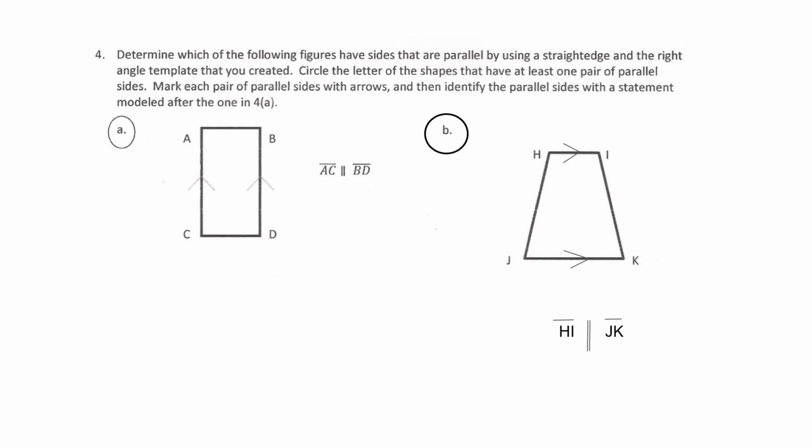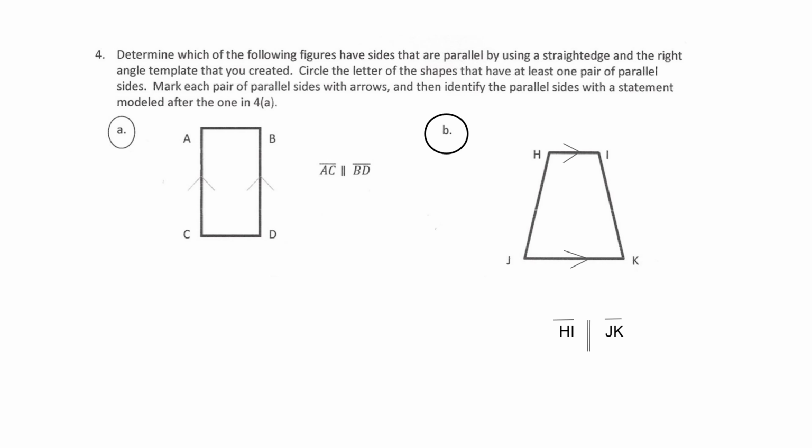For these figures, we're going to use a right angle template and circle the letters that have at least one pair of parallel sides, and then mark the pair of parallel sides with arrows. A was done. A has parallel sides, so A is circled, and they have these little arrows here. So AC is parallel to BD. This line segment is parallel to this line segment. See, you have to have these labeled.